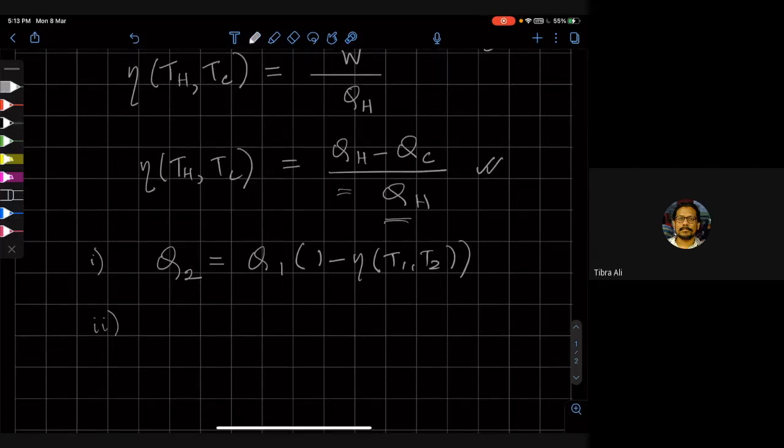And for the second Carnot engine, we similarly find that Q3 is equal to Q2 times 1 minus eta of T2, T3, right?